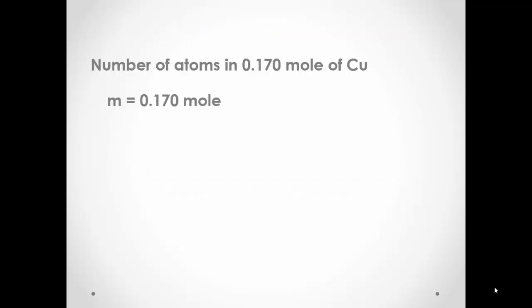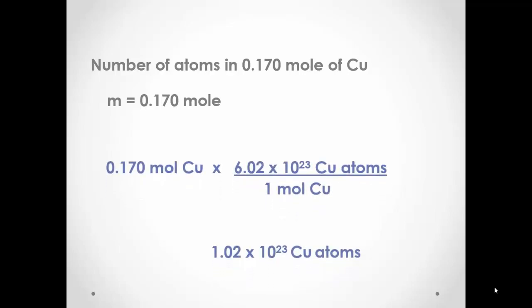How many atoms are found in 0.170 moles of copper? Well, we are given 0.170 moles of copper, and we know that there are 6.02 times 10 to the 23rd atoms in 1 mole. So we would use the conversion factor with 6.02 times 10 to the 23rd copper atoms on top. Multiplying this times 0.170 gives us 1.02 times 10 to the 23rd atoms of copper.